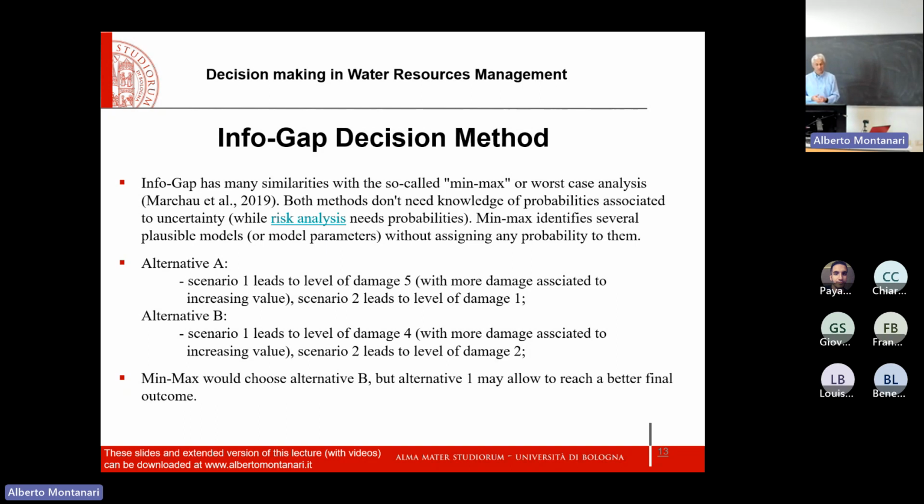Alternative B, again, for the two scenarios, with scenario 1 leads to level of damage 4, and with scenario 2 leads to a level of damage 2.